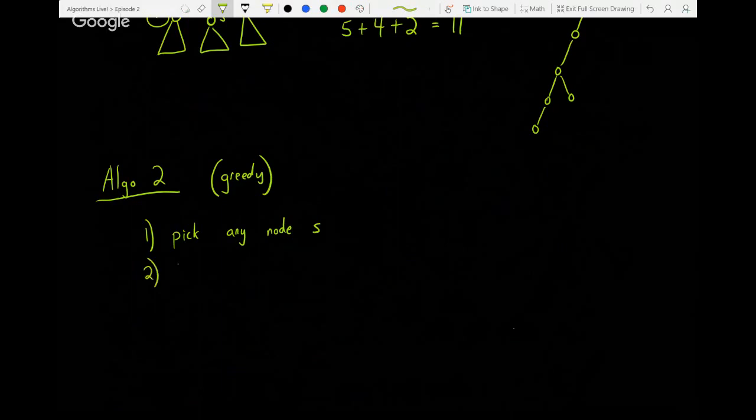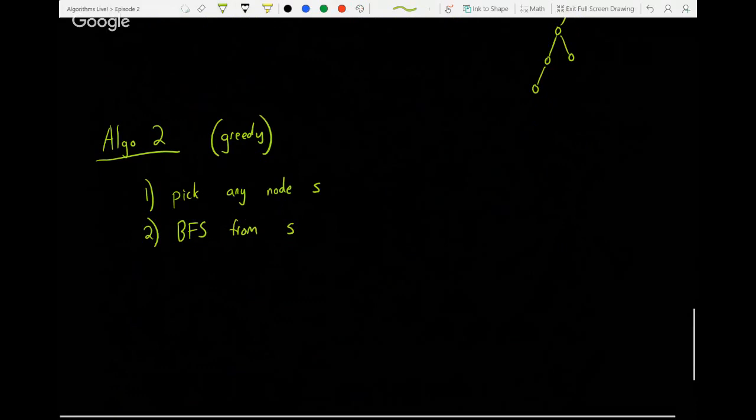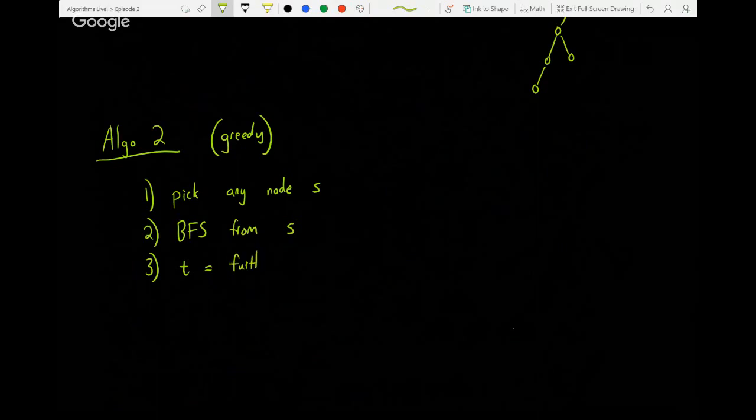So then the second step is you run a BFS from S. All right. And then from that BFS, we just find what's the furthest node from S, subject to that BFS. So what's the furthest one from S? The BFS tells us that information.